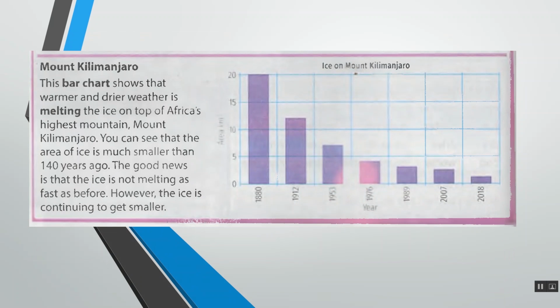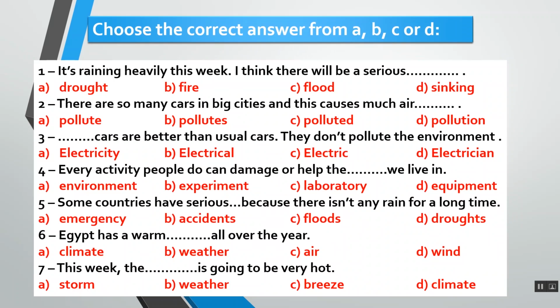Mount Kilimanjaro. This bar chart shows that warmer and drier weather is melting the ice on top of Africa's highest mountain, Mount Kilimanjaro. You can see that the area of ice is much smaller than 140 years ago. The good news is that the ice is not melting as fast as before. However, the ice is continuing to get smaller. I'll give you 1 minute to finish this exercise.